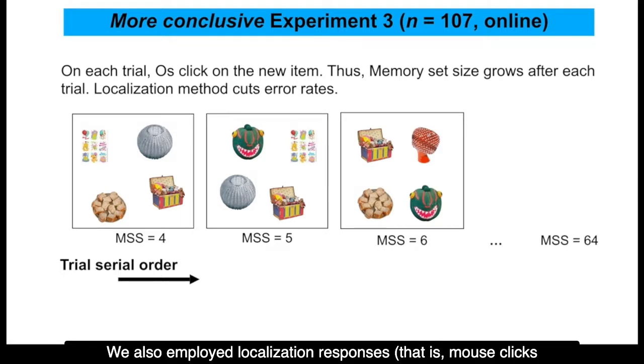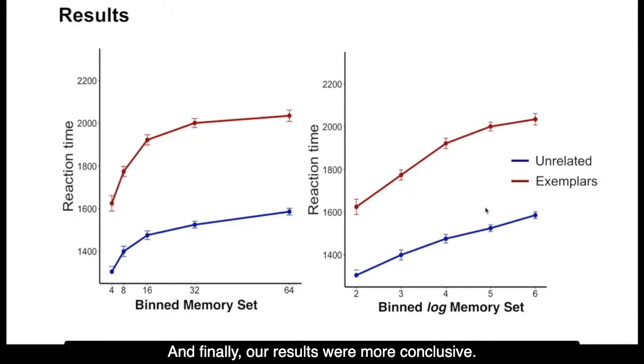We also employed localization responses, that is mouse clicks on the target, instead of yes/no, to drop the number of errors down. And we tested over 100 observers online for better reliability. And finally, our results were more conclusive.